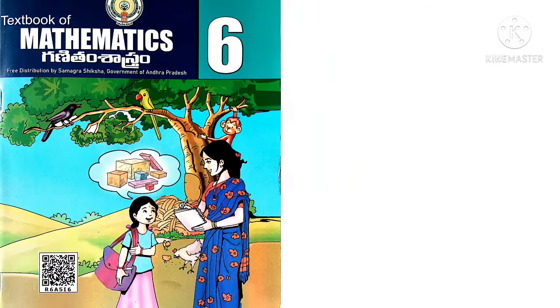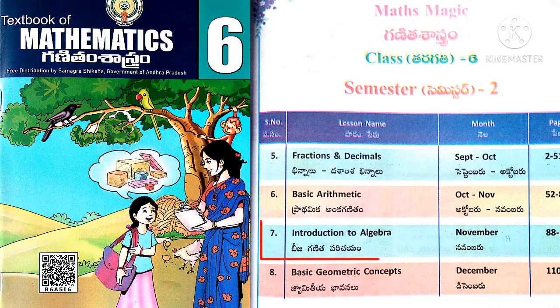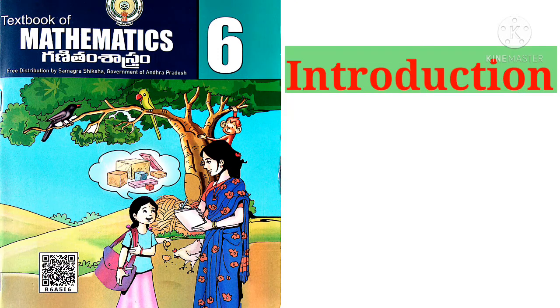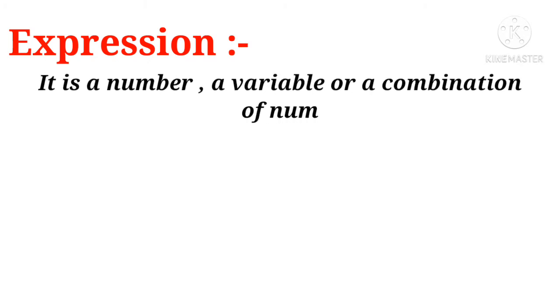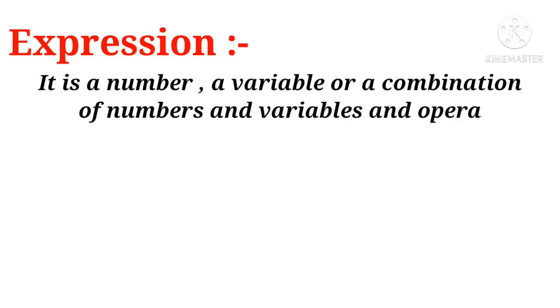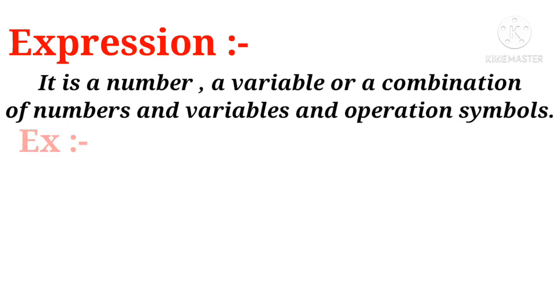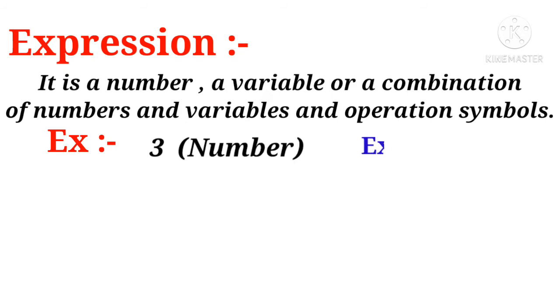Welcome to Shekhar Maths. Today we are going to learn 6th class Mathematics Semester 2, 7th chapter Introduction to Algebra, Exercise 7.3 Problems. Before going to do the solutions to the problems of exercise 7.3, let us know the concept, expression. It is a number or a variable or a combination of numbers and variables and operation symbols. Let us take examples. 3 is a number, so it is an expression.